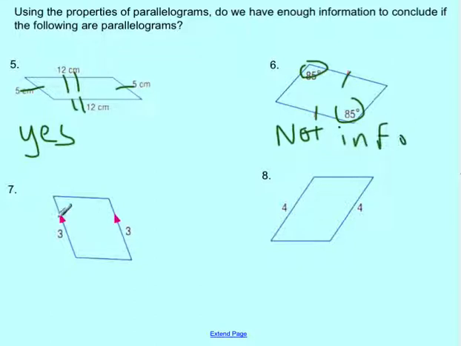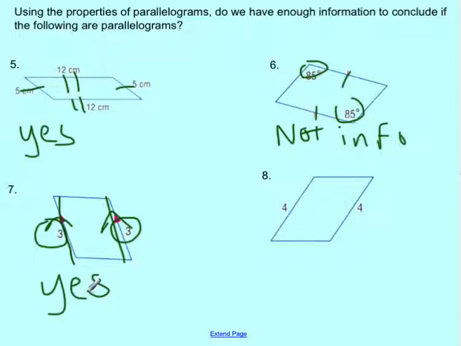So for this side, we know that this is parallel and this is parallel, and also these sides are the same length. So by that theorem 6.12 that we just looked at, yes, this is a parallelogram. For number 8, all we know is that two sides are the same length. That doesn't tell us anything, so there's not enough info on that one to identify if it is a parallelogram.